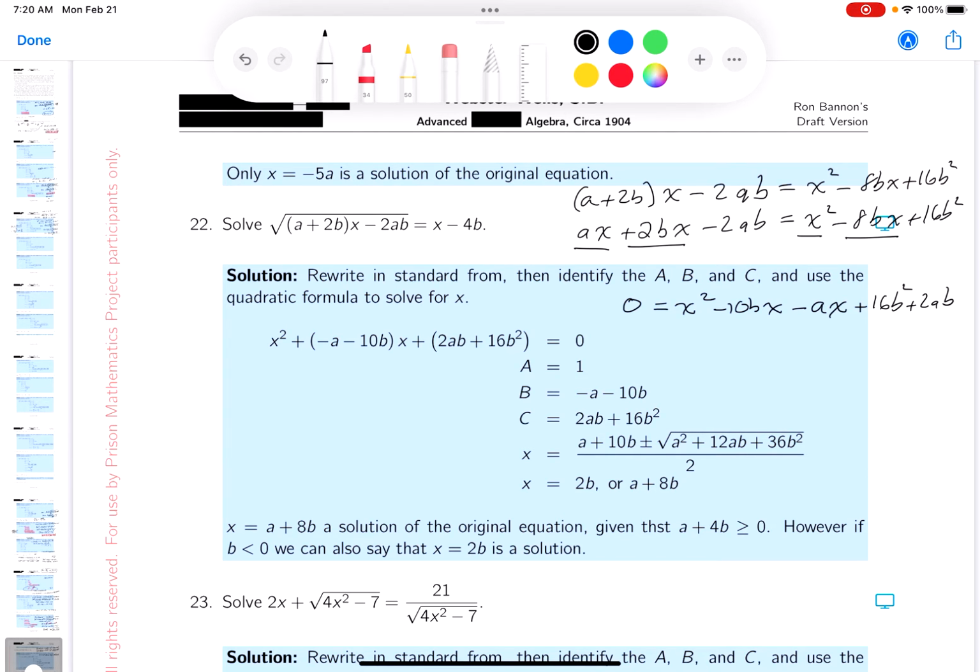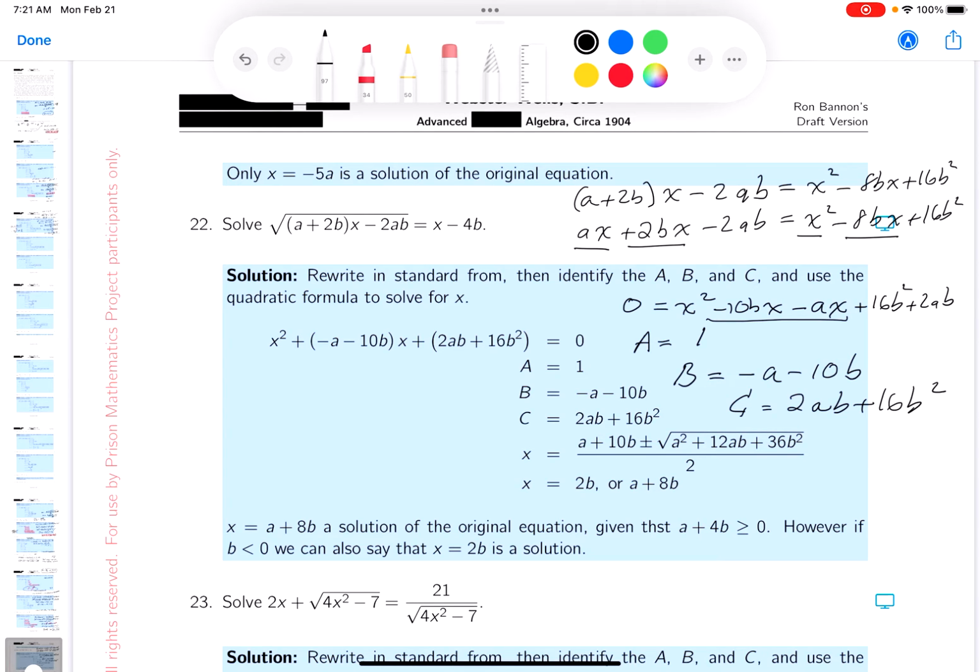All right, it looks kind of complicated. But I do want to point out, I could certainly identify coefficients now. So for example, the big A is the coefficient on the square term, which is 1. And now the big B is the coefficient on the x term, which looks like minus a minus 10b. And then the C is the constant term, and that looks like 2ab plus 16b squared. All right? So that's one thing you could do, identify the A, B, and the C.